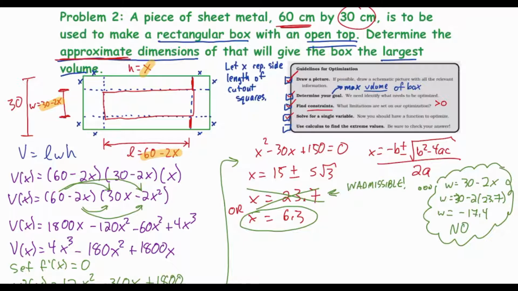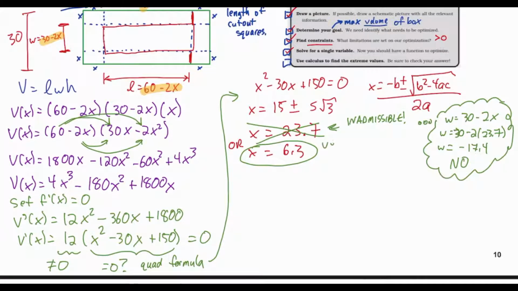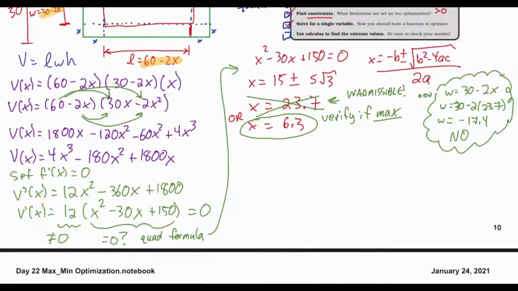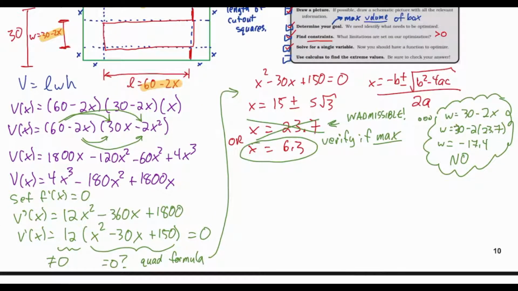So we've solved for our single variable. We've done our optimization. What's left to do? Well, all we need to do is verify this is a max, and then answer our question. How are we going to verify? Well, we're going to use our table once again. So I'm going to have my interval and I'm going to consider the interval from negative infinity to 6.3. I'm going to look at 6.3, and I'm going to look at the interval from 6.3 to positive infinity.